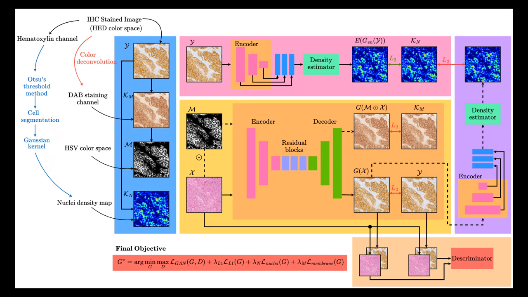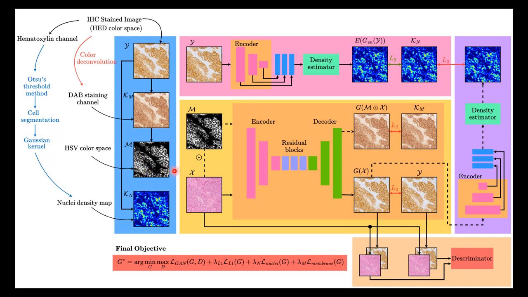The key idea here is to explicitly force the model to preserve these diagnostic cues instead of optimizing only visual similarity. The first step is extracting task-specific information from real IHC images. Using color deconvolution in HED space, the hematoxylin channel is used to represent nuclei, while the DAB channel represents HER2 membrane staining. From the hematoxylin channel, nuclear centroids are detected and converted into a smooth nuclear density map. From the DAB channel, a membrane staining intensity mask is obtained using simple color thresholding.